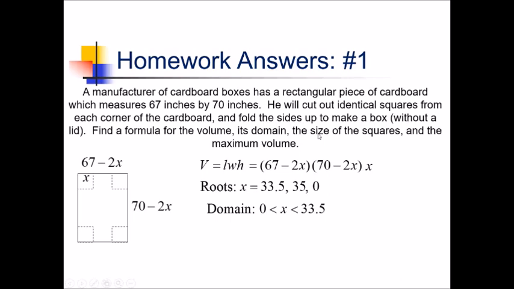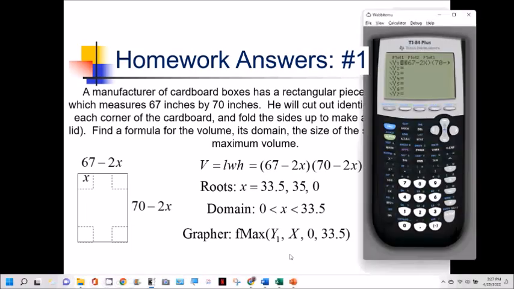To get the x value, the size of the squares that maxes the volume, we have to use our calculator, the fmax function. So what I'm going to plug in on my calculator is going to be fmax of my volume formula, which I'm going to store as y1. Then I'm going to write an x and my domain numbers 0 and 33.5. Let's go to the calculator and do this now. So I'm in my y equals on the calculator. I've entered my volume formula as y1, so now I can pull up y1 and get this whole formula whenever I want.